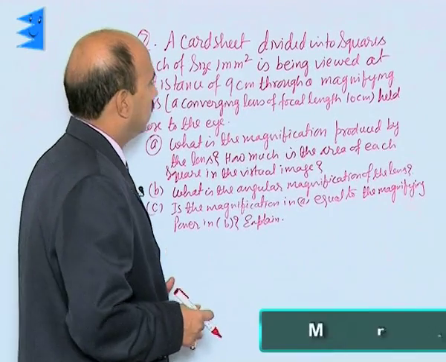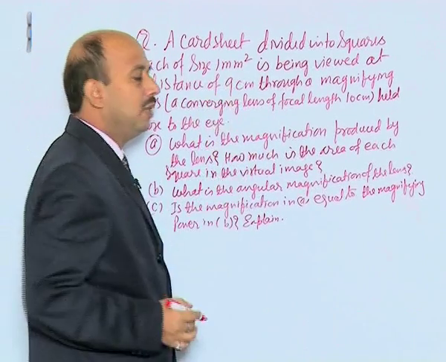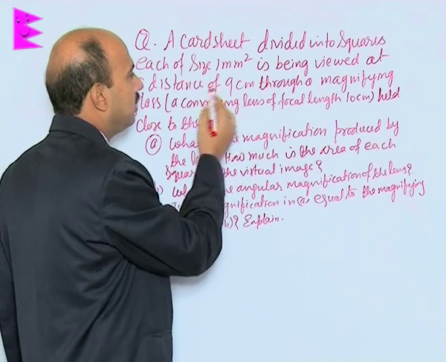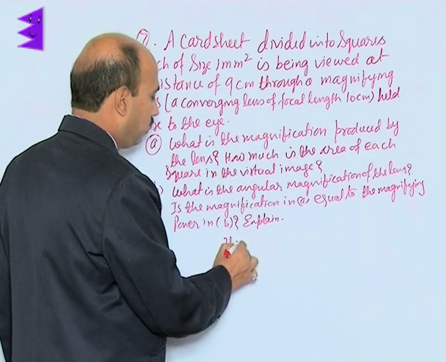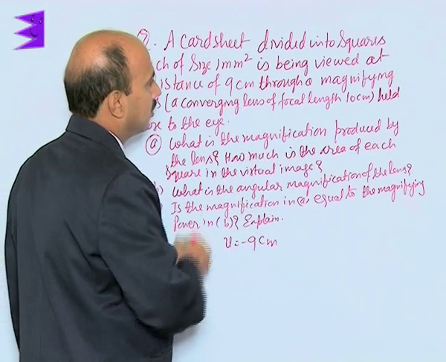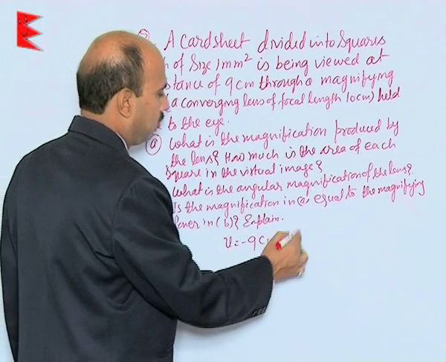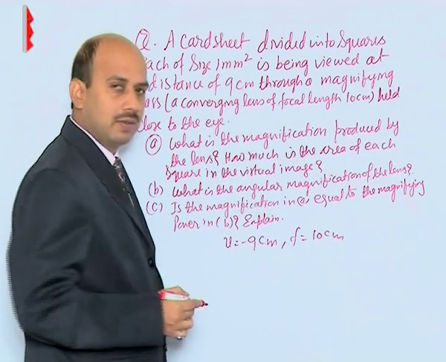Now here in this question, a card sheet divided into squares, each of size 1 millimeter square, is being viewed at a distance of 9 centimeter. So, u is equal to minus 9 centimeter, through a magnifying glass of focal length 10 centimeters. So, f is equal to 10 centimeter, held close to the eye.